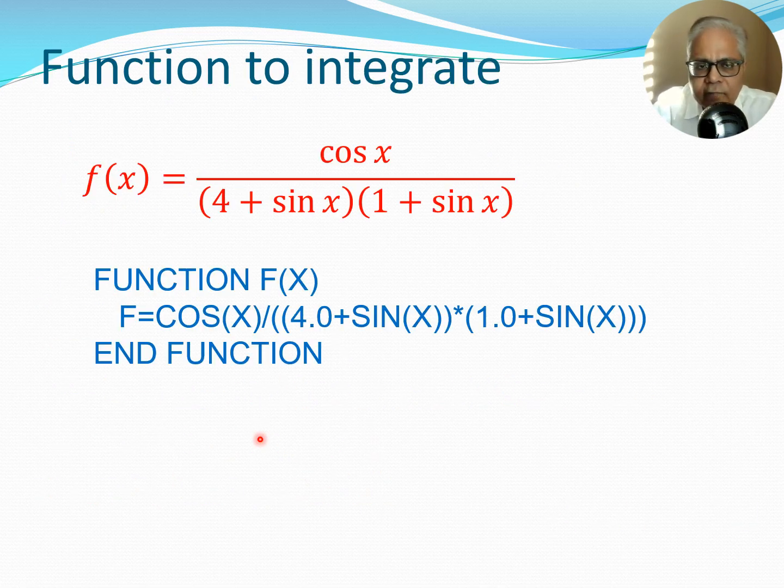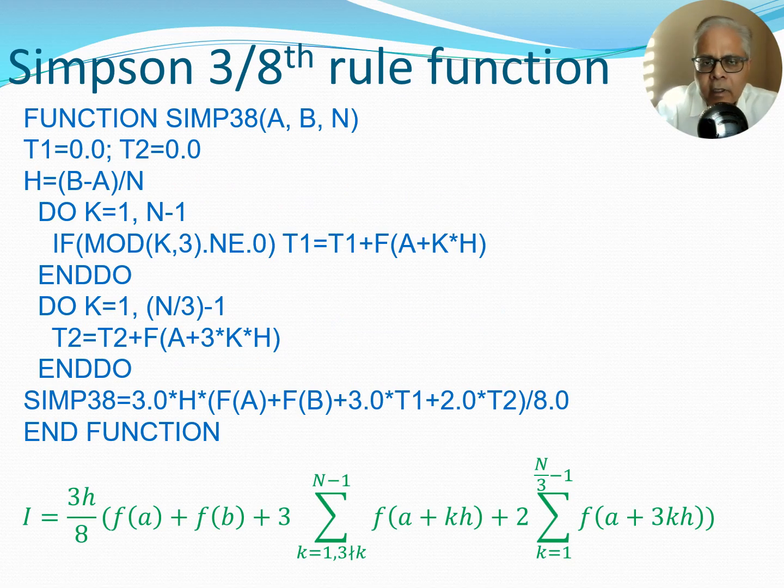Of course, I'm going to need a function which is going to calculate this mathematical function. So I simply write this very simple function here. So essentially f is cos x by (4 plus sin x) into (1 plus sin x). Remember, all these functions are built into Fortran, so there is no need to call any library like NumPy or math in Fortran as you may have to do in Python. So let us write this function here. So I have written this function. Now this function essentially translates this formula into the computer program.